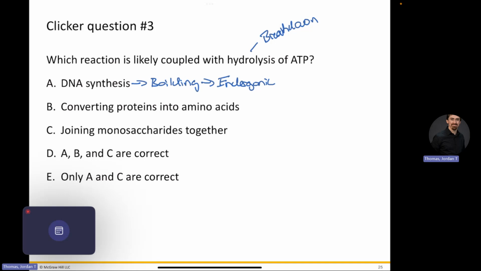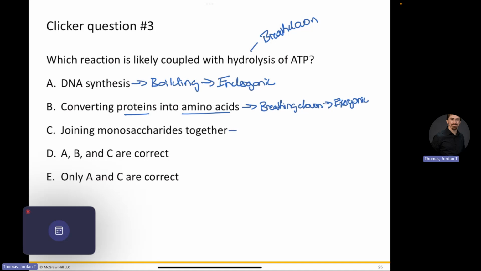B, converting proteins into amino acids. So we're going from proteins to amino acids. Remember, amino acids are the monomers of proteins. They're the building blocks of proteins. So we're actually breaking down here. And if we're breaking down, we're exergonic. We're releasing energy. It's easy to break something, and then when you break it, you release the energy that's stored within that molecule. C, joining monosaccharides together.